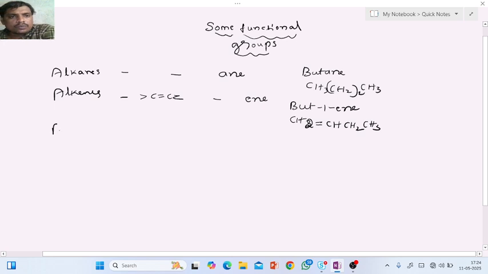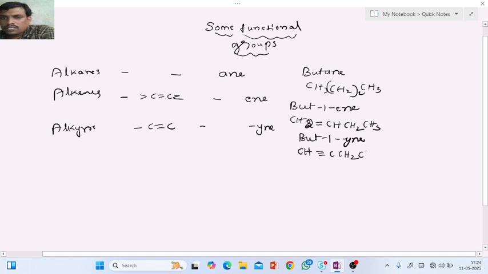So let me take one more example, alkyne. Alkynes are functionally represented as C triple bond C. There is no prefix. The suffix will be -yne, and but-1-yne can be taken as the best example. CH triple bond C, CH2, CH3 can be taken as another example.